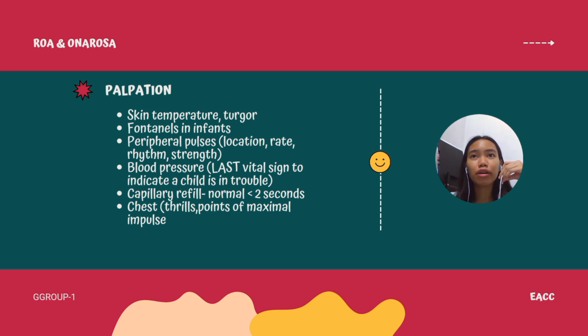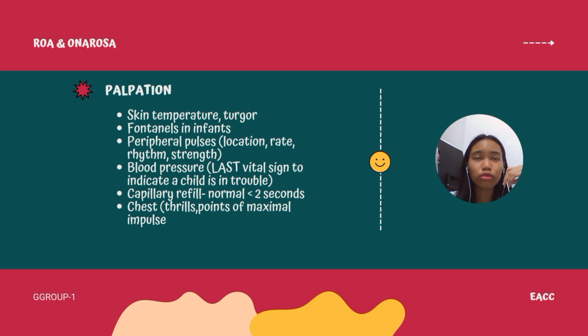Palpation: palpate the skin temperature and turgor, and palpate the fontanelles in infants. When assessing the fontanelles, use the flat pads of your fingers to palpate, then gently feel the surface of the head. Make note of any retraction or bulging, as the normal fontanelle feels firm and flat, not sunken or bulging. Next is to palpate the peripheral pulses. The artery is palpated and the pulse counted for 30 seconds and multiplied by 2, or for a full minute if irregular. Next is to check the blood pressure.